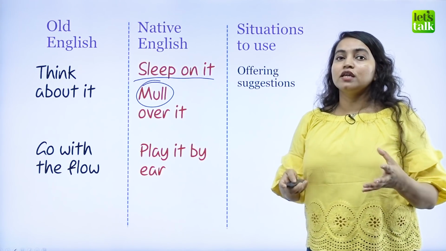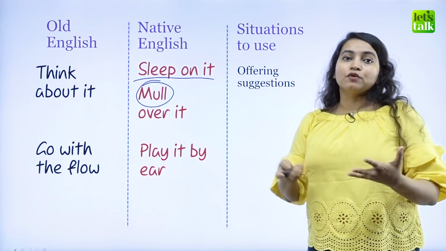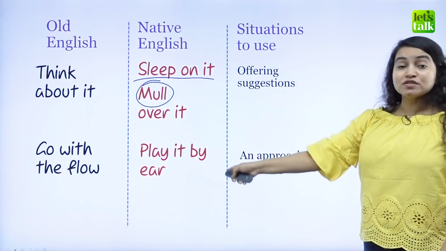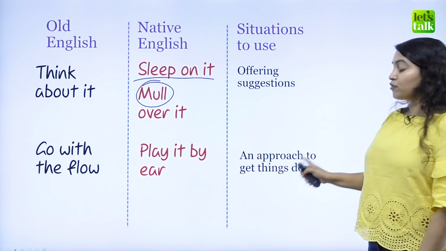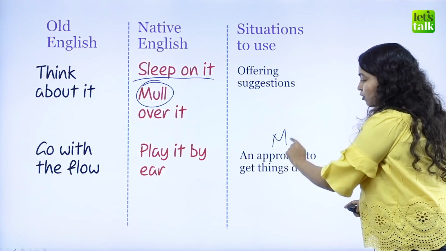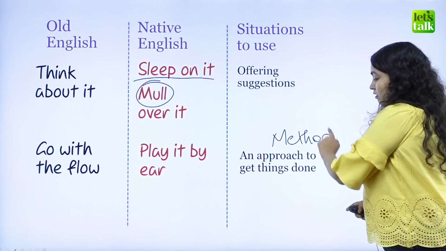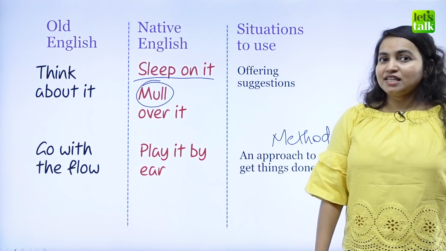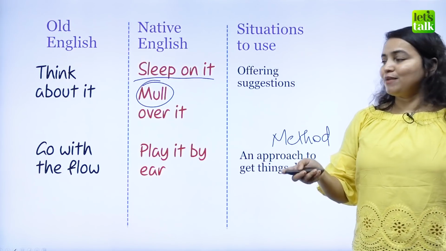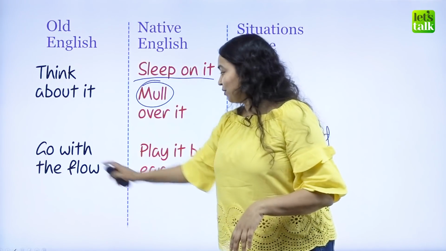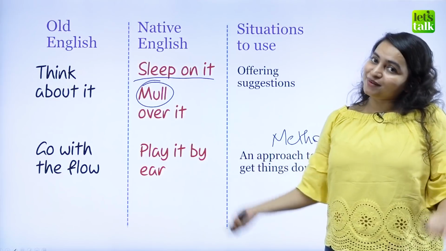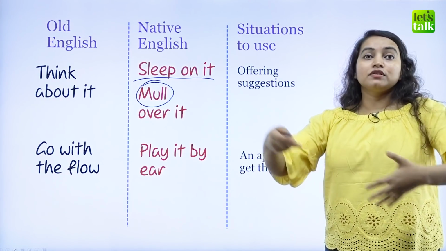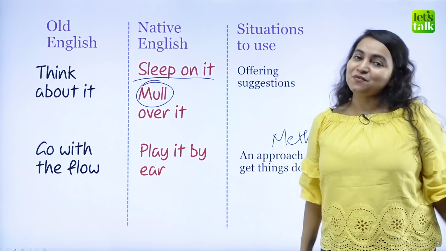You're not necessarily wondering about how to go about the plan. You're not worried about the plan. And you use this when you are talking about an approach or a method. An approach is nothing but a method to get things done, right? So if you want to ask me, how do I teach a class? I don't always have a lesson plan. Sometimes I go with the flow, or now I will say I play it by ear, which means I don't want to have a plan. I'll just have a look at how the students respond and I will go ahead with it.